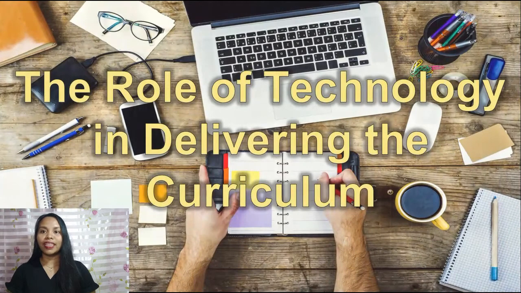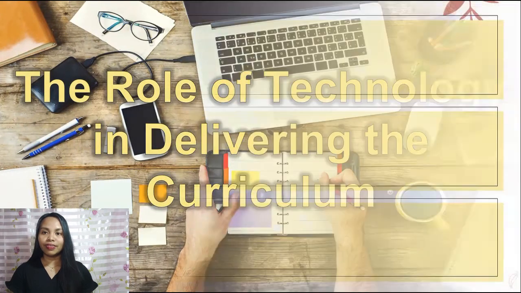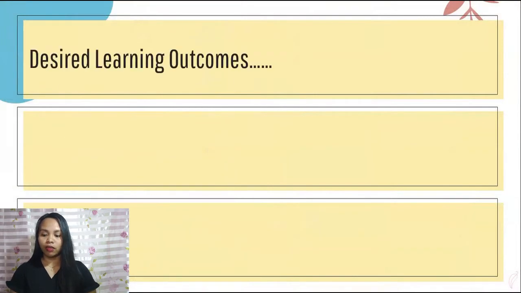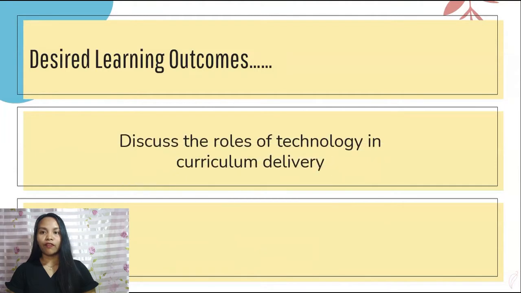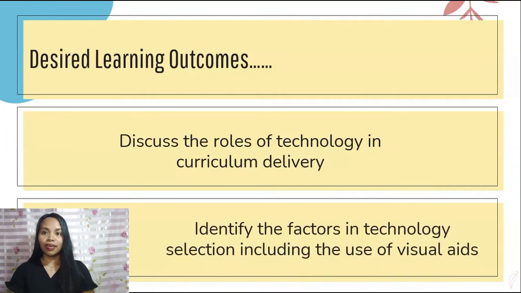Technology and delivering the curriculum. But first, let us know our learning outcomes for today. First is to discuss the role of technology in curriculum delivery. The second one is to identify factors in technology selection, including the use of visual aids.